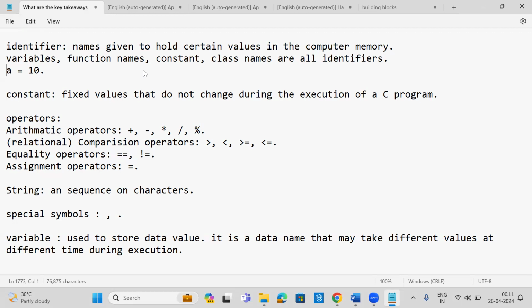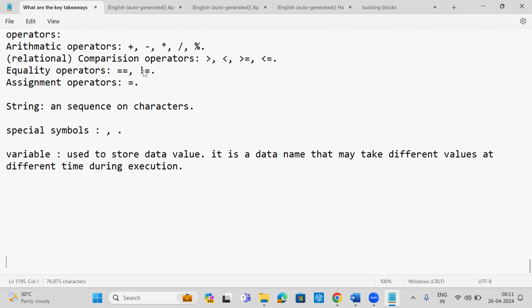So here I have stored a equals 10. Now I can make it 20 also. So 10 becomes 20. So variable value can change.